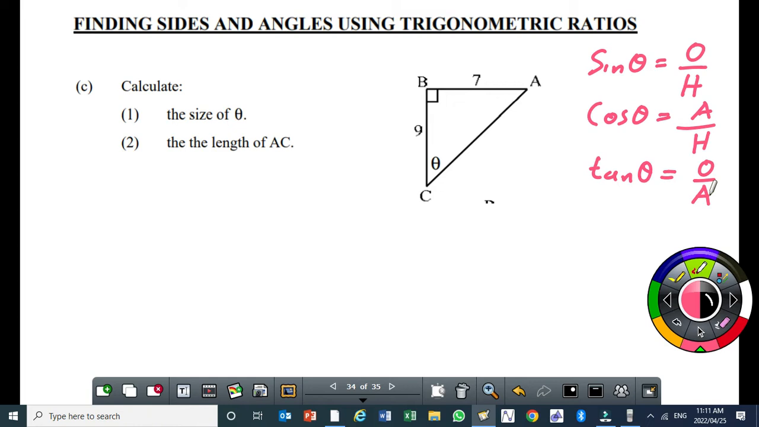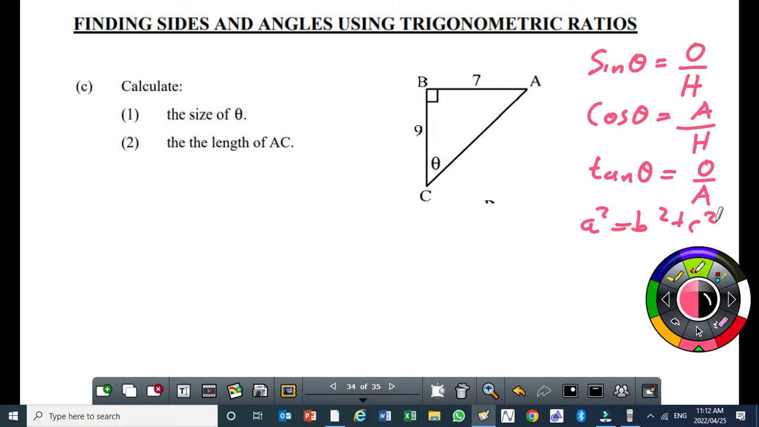Right? Then, for this subtopic, we are now finding the sizes of angles together with the length of sides using trigonometry. Okay? So we are going to need to use those three formulas. Some questions might also require the theorem of Pythagoras, but I'm going to concentrate more on using the trig ratios. Okay? So let's start with C1.